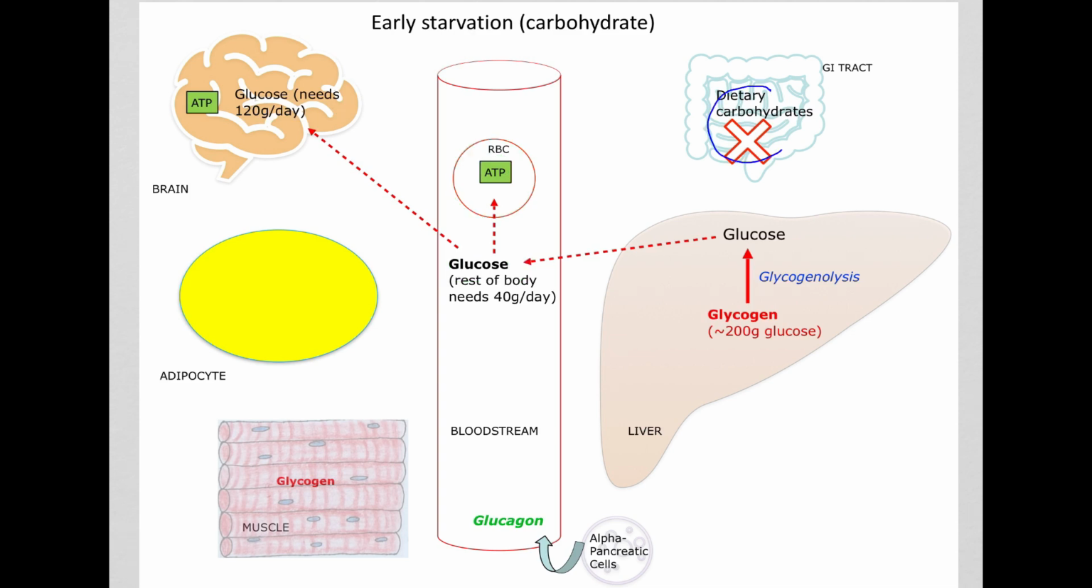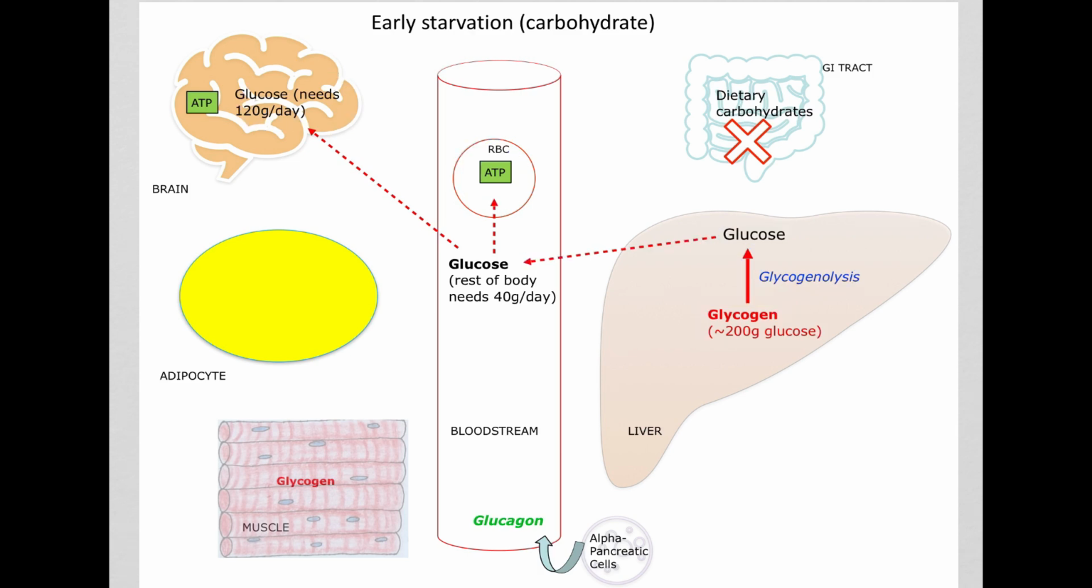Since there is no glucose coming from the GI system, from your diet, the question is, where is this glucose in your bloodstream coming from that is so essential to your red blood cells as well as to your brain? And the answer is liver glycogen. Liver glycogen is broken down by this process called glycogenolysis. Lysis means breakdown, so breakdown of glycogen. Glycogen is broken down into glucose. Glucose is exported into the bloodstream, and this glucose will be used predominantly by your red blood cells and your brain.